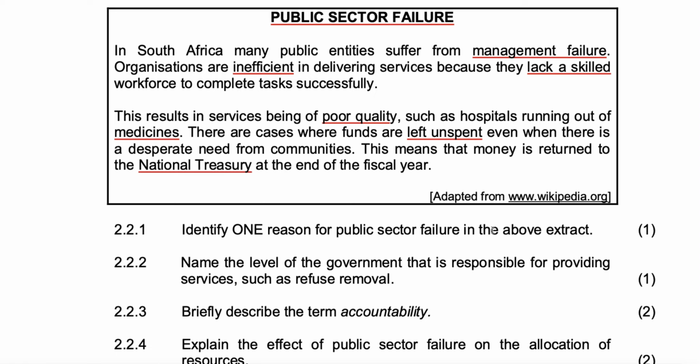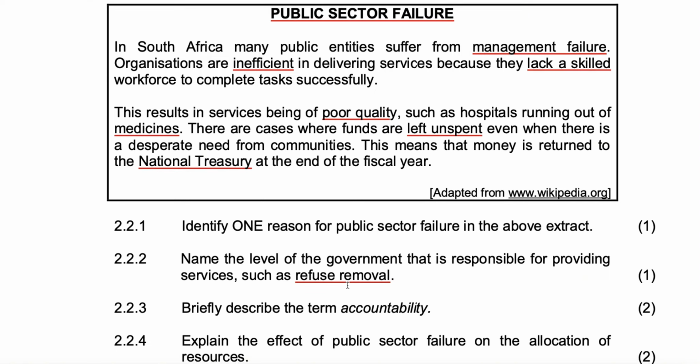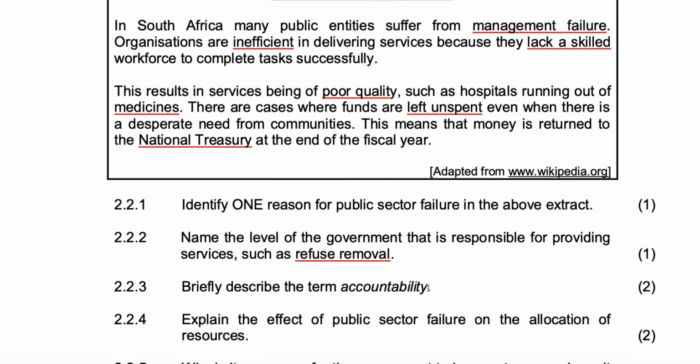Let's go to the questions. Identify one reason for public sector failure in the extract, that is management failure. You can also say lack of skills. Name the level of government that is responsible for providing services such as refuse removal. Well, this will be the local government. Here, this is national government, National Treasury. We don't have anything here that talks about the provincial government. But yes, this one will be the local government.